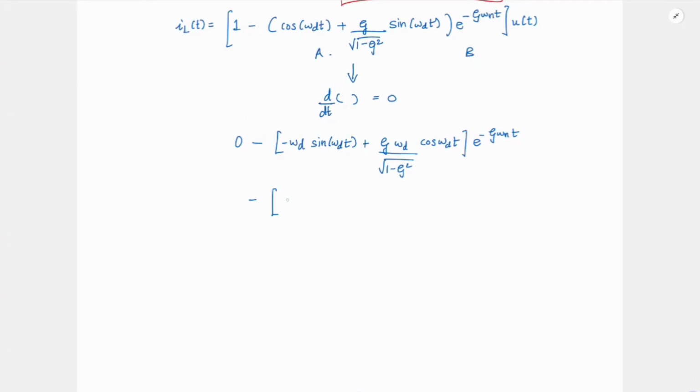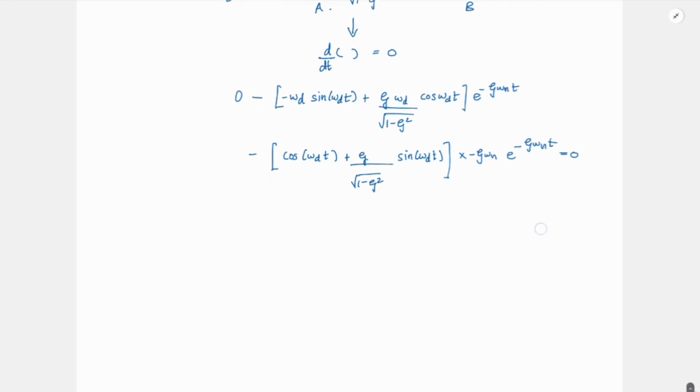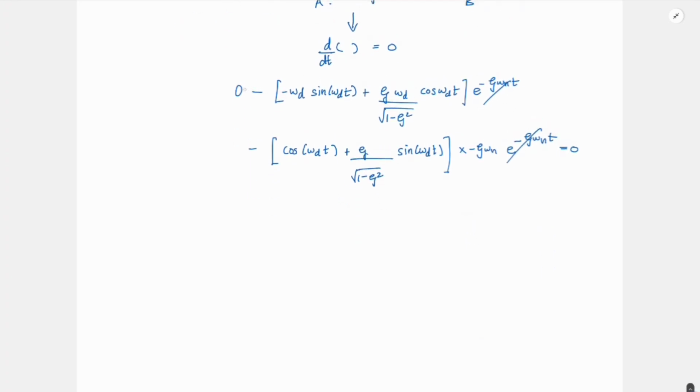So minus cos of omega dt plus zeta by root of 1 minus zeta square sine of omega dt, into the derivative of this. The derivative of e power minus at is minus a e power minus at. So I'll get a minus zeta omega n e power minus zeta omega nt equal to 0. So this e power minus zeta omega nt is common. I can take it to that side and it will vanish. And this is anyway 0.